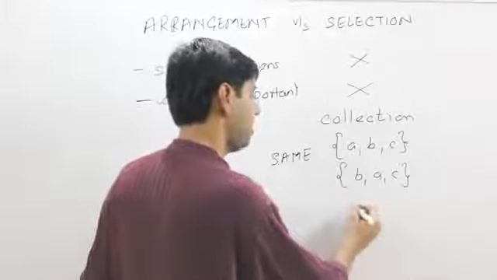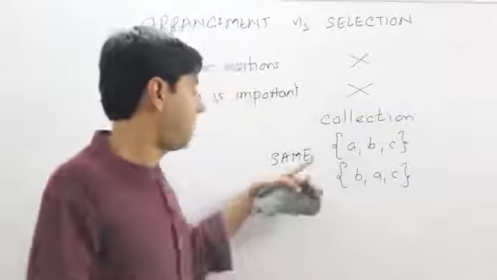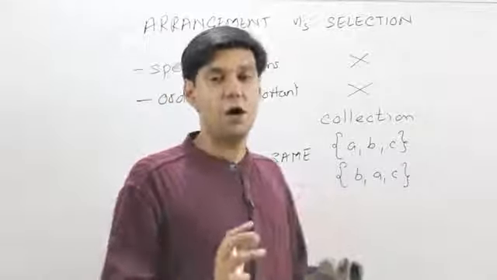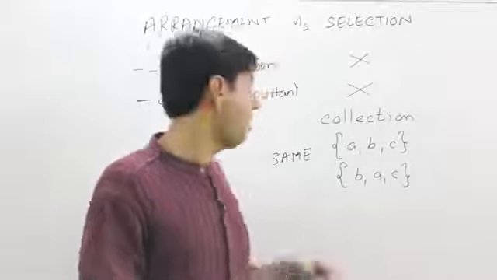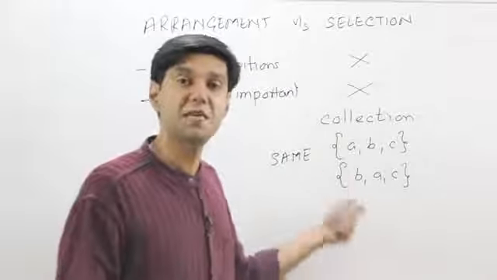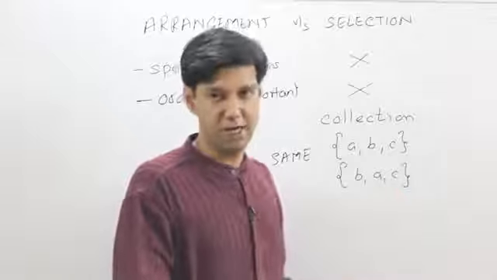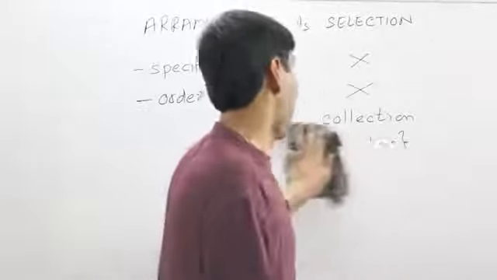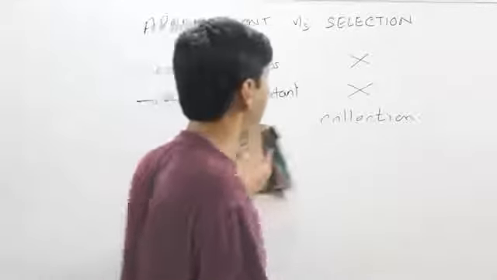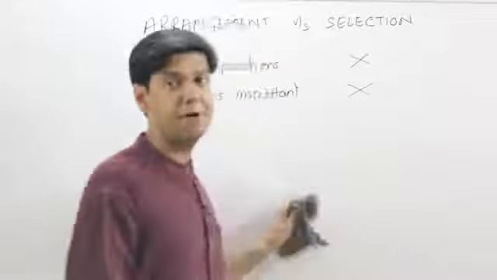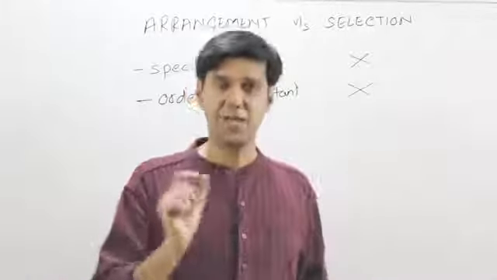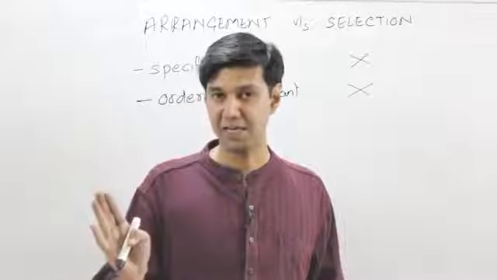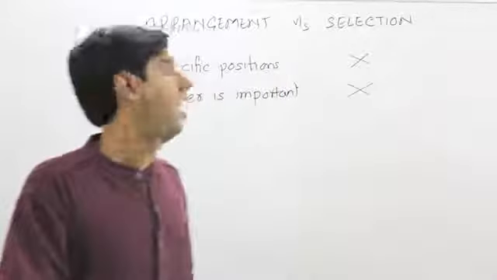Ask yourself a question: does changing the relative position change the selected objects as such? The only way I can get a different selection is by changing the members over there and not the order. So that is the difference between a selection and an arrangement. We will next take up a few situations and try to differentiate whether they are questions on arrangement or questions on selection.